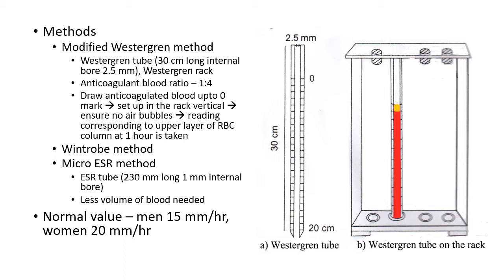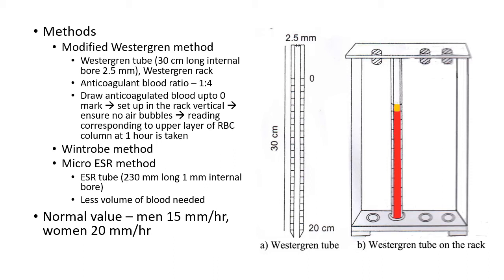The anticoagulant used here is sodium citrate and the anticoagulant to blood ratio is 1:4. 1.6 ml of blood is collected and 0.4 ml of anticoagulant is used. This maintains the 1:4 ratio. Coming to the procedure, the anticoagulated blood is drawn into the Westergren tube up to the 0 mark. The outside is wiped clean and the tube is set up in the rack in a perfectly vertical position.